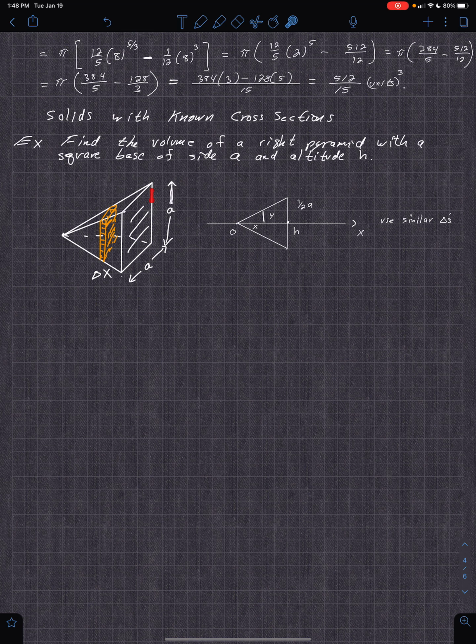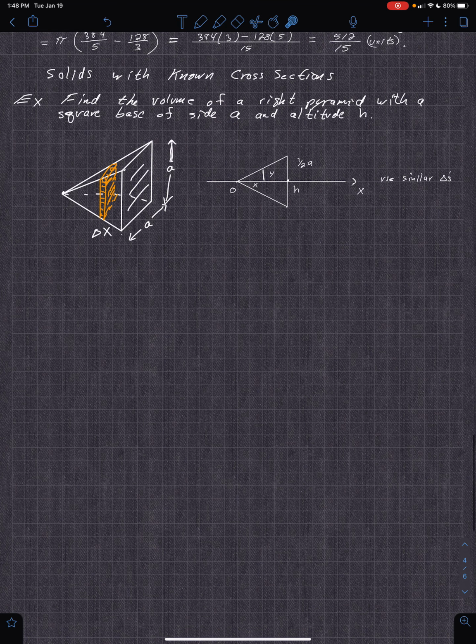And then we know the base is a square base. So if you cut right through there, then you know that this side is half a. And then this is h. So we can use similar triangles, basically this triangle and this triangle, to set it up. So a couple things. Let's look at the cross section. I drew the cross section already. This is the cross section. So you have your thickness, which would be basically like that. So there's your delta x.